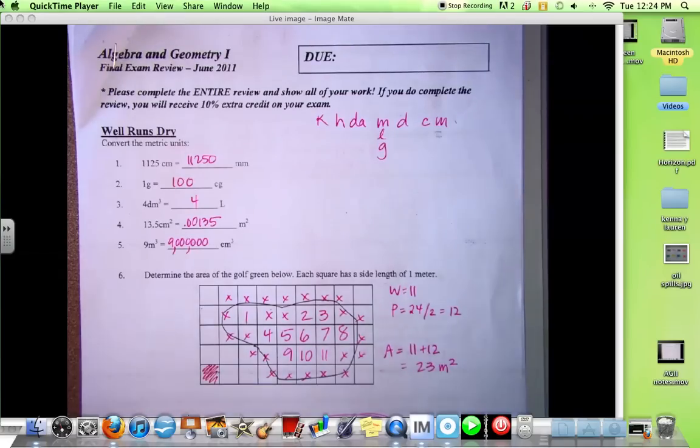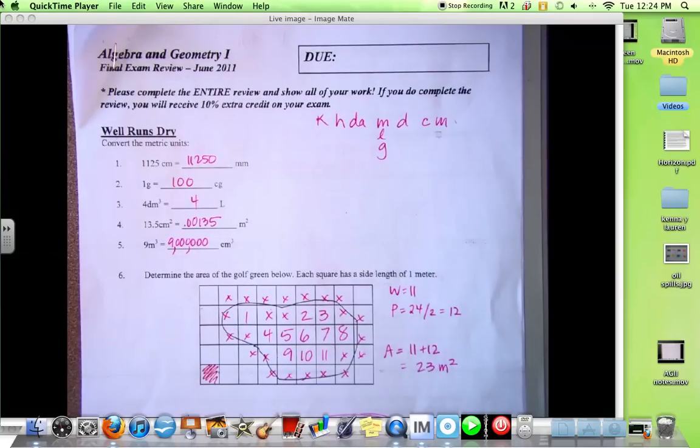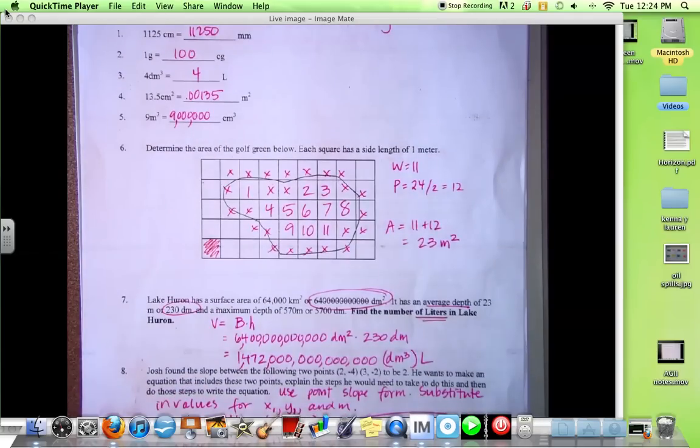Number 1, 11,250 millimeters. Number 2, 1 gram equals 100 centigrams. Number 3, 4 liters. Number 4, 0.00135 meters squared. And number 5, 9 million cubic centimeters. Questions on any of those? No.